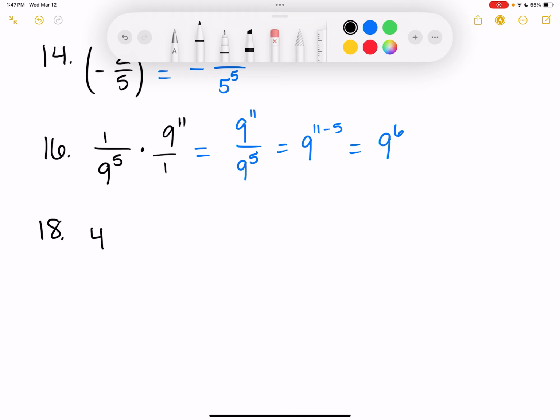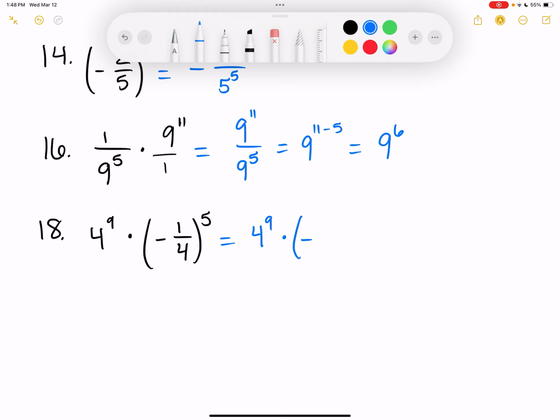Number 18: 4 to the 9th times, in parentheses, negative 1 over 4 raised to the 5th. In this case, a little bit different than the last one, I would work in that parentheses first, and then combine my stuff. What is this out here telling me to do? Distribute. Okay, and what do I get when I do that? Negative 1 to the 5th, and then 4 to the 5th. Is this going to stay negative or become positive? Stay negative.